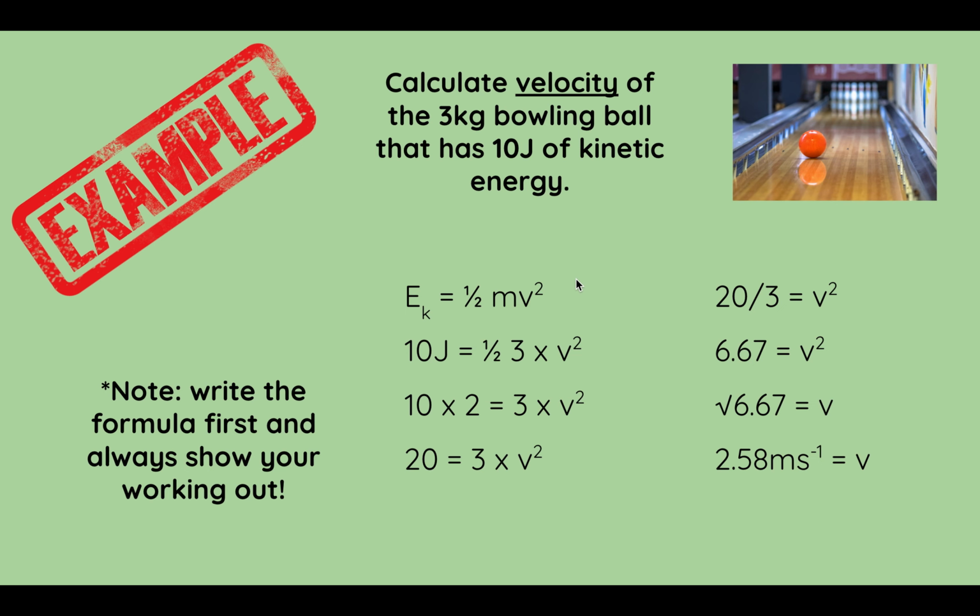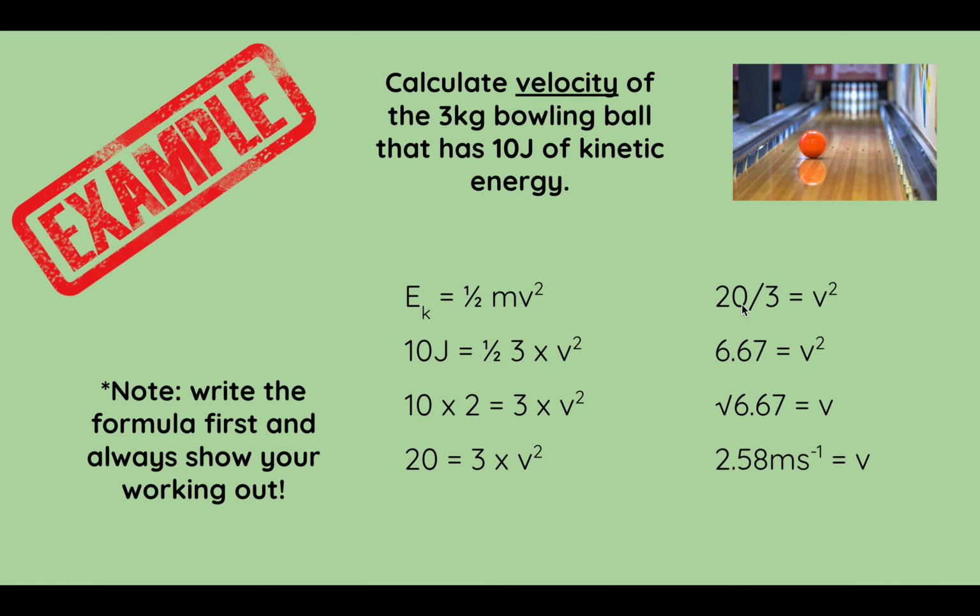So here is an example. Calculate velocity of a 3 kg bowling ball that has 10 joules of kinetic energy. So I put all of my numbers in first. So I've got 10 joules of kinetic energy. My half stays the same. My mass is 3, and I'm looking for velocity. So my first step is to get rid of the half. So I times both sides by 2. So I've got 10 times 2 on the left, which comes to 20. And I've got rid of the half, so I'm just left with 3 times velocity squared.